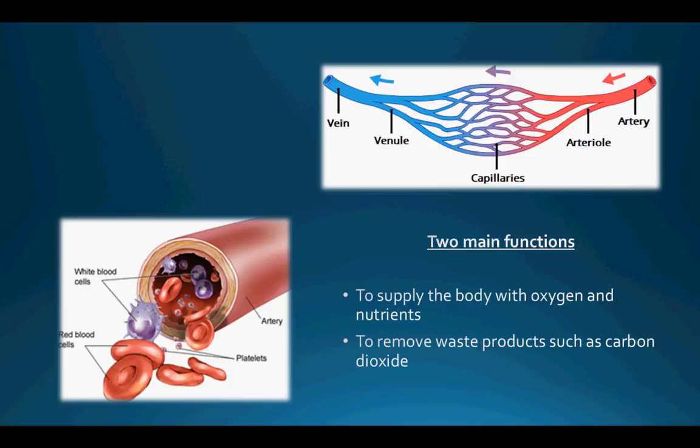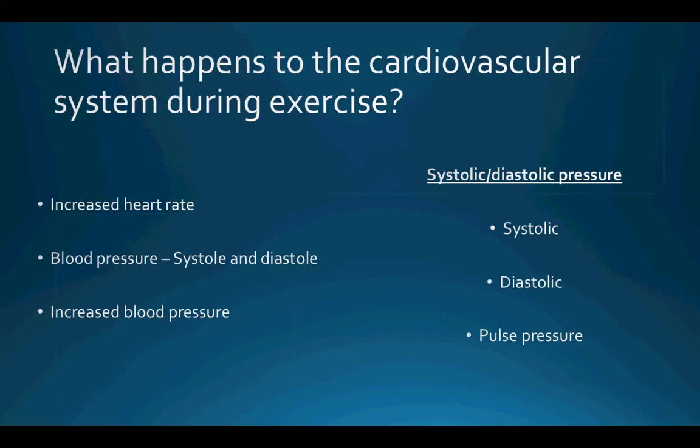The blood has 2 main functions in this cardiovascular system. One of them is to supply the body with oxygen and nutrients so they can work. The second one is to remove the waste products such as carbon dioxide from the working muscles.